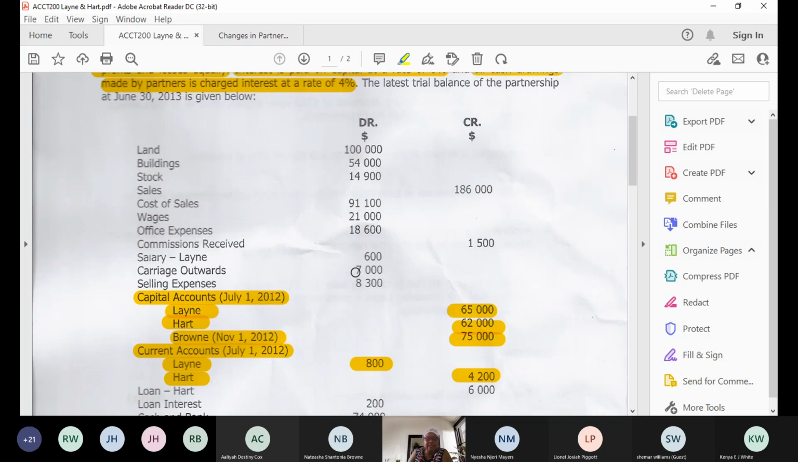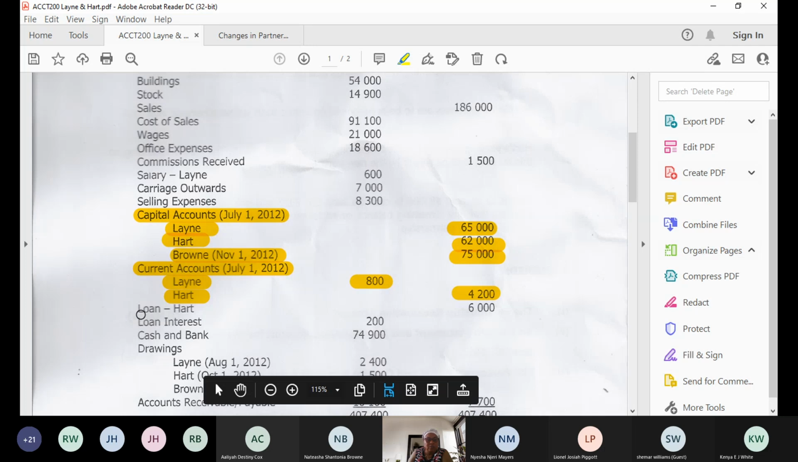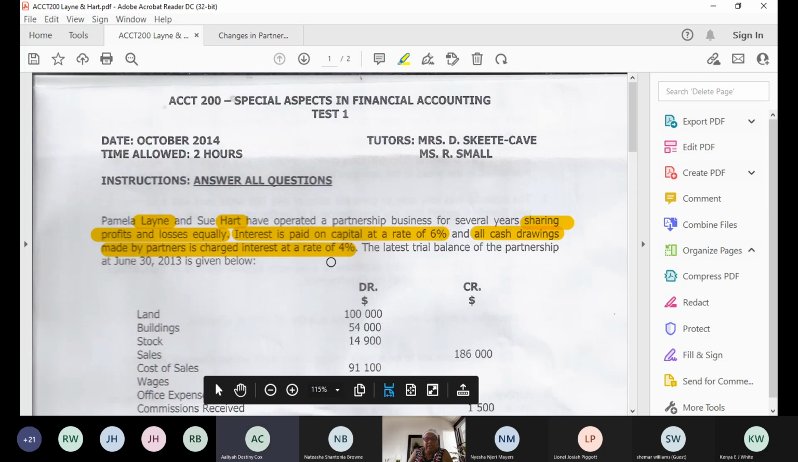And then it comes here, and you will realize as well there is a loan. In here they said loan, Hart. So Hart is a partner who lent the business $6,000. So there's a loan from Hart, who is a partner, to the business. Did they tell you anything here about interest on the loan?